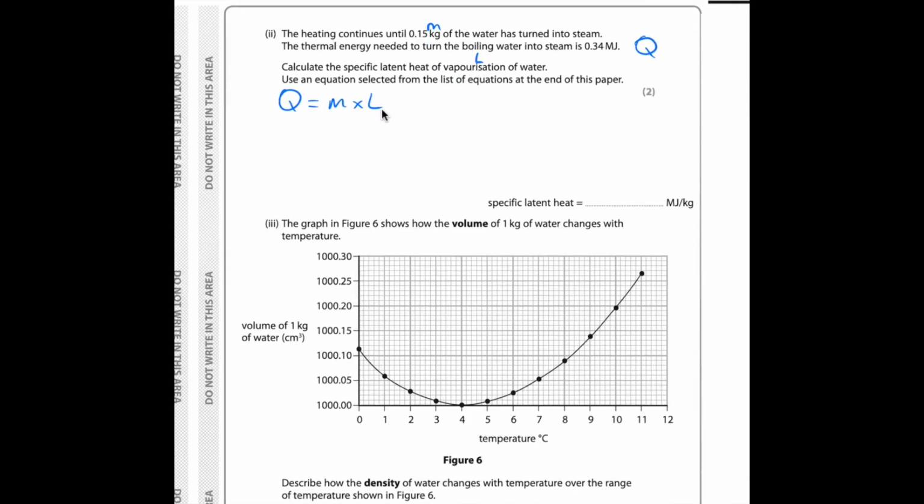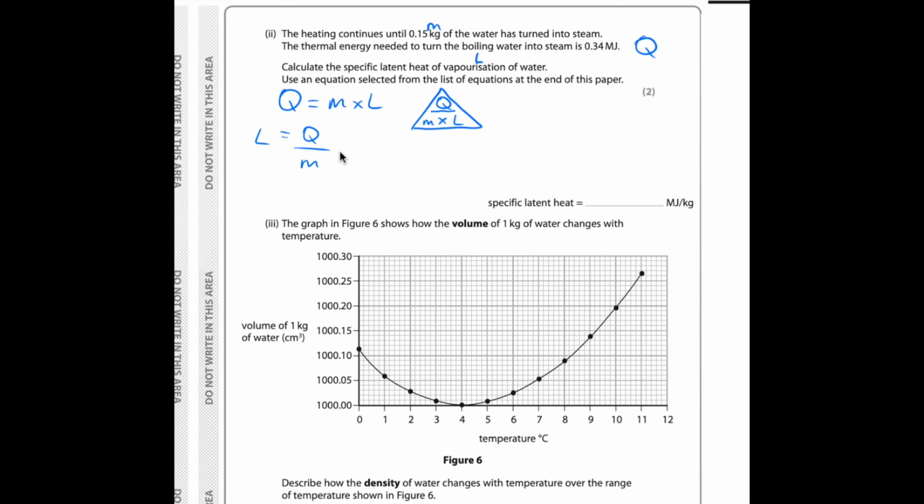And we're trying to get L. So let's rearrange the equation using a magic triangle. M times L will go in the bottom here. And then one space and one thing, so Q will go on the top. Cover up what you're looking for. We're looking for L. What we're left with is Q divided by M. So L equals Q divided by M.